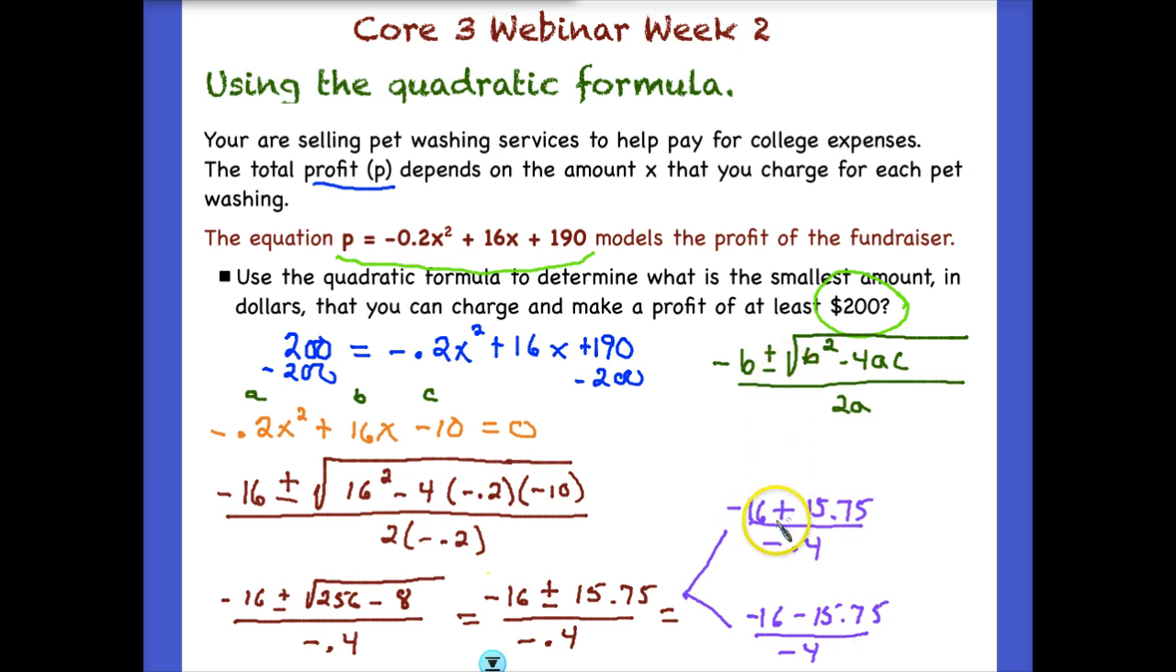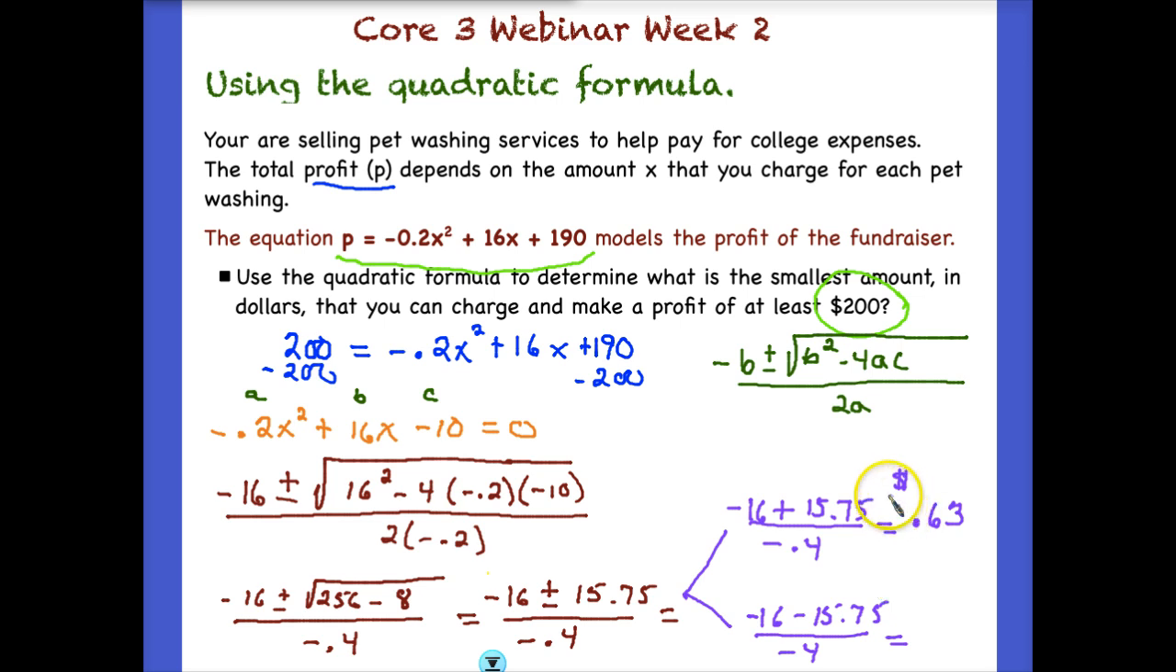So this top one, remember, do the numerator first. So you have negative 16 plus 15.75, which comes to negative 0.25. And if you divide that by negative 0.4, you get this, and I'm rounding, 0.63. Remember, we're looking at X, the amount you charge. So 63 cents for the first one.